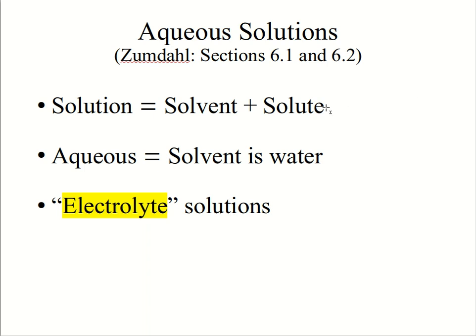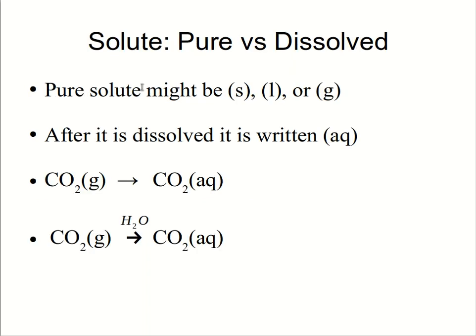We are finally ready to make a solution, and this is described in section 6.1 and 6.2. So first of all, a little bit of administrative things. We have pure. How do we distinguish between whether a substance is pure or whether a substance is dissolved?